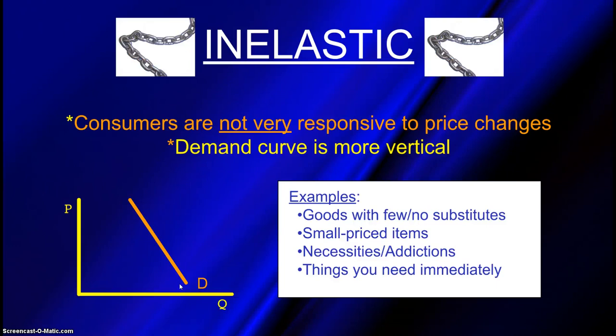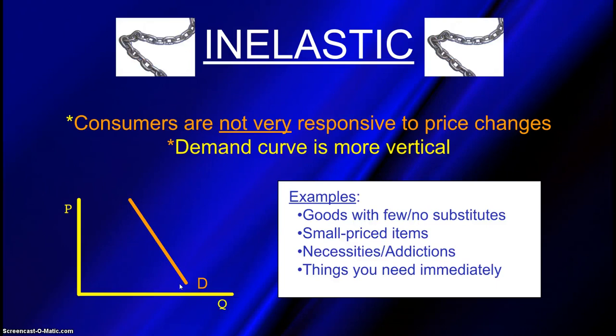Examples of this are goods where there aren't any substitutes, or there are few substitutes. For instance, like oil or gas. There's not a whole lot of good substitutes to put in your car, so people still usually purchase roughly the same amount of gas. The next example is small priced items. Small priced items would be like, let's say you go to the gas station to buy a pack of gum.